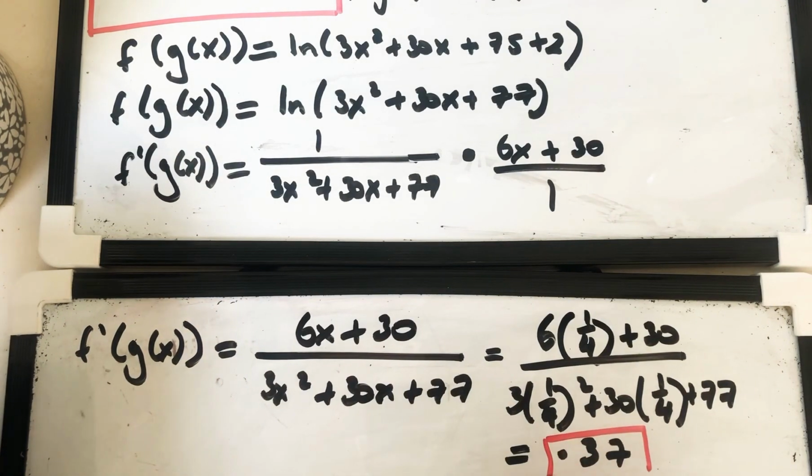So the main thing to learn from this video is when you differentiate a log, it's 1 over the bracket multiplied by the differential of the bracket.